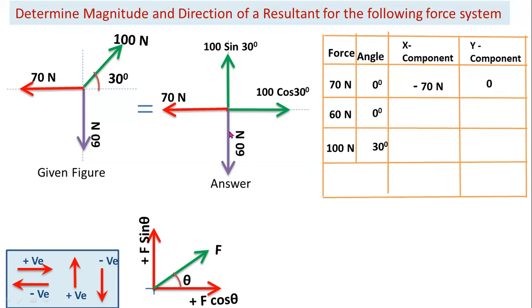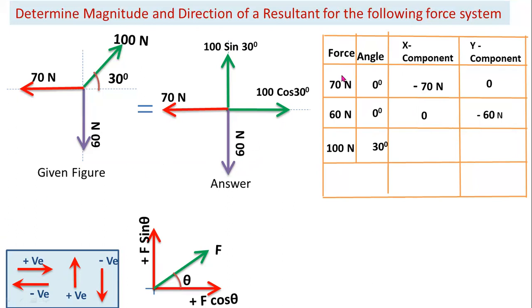Okay, now I am considering 16 newton force. This 16 newton force lies on y-axis, that's why it has only y component, that is minus 60. Minus sign indicates downward direction. You can observe here downward direction. For downward direction you have to consider negative sign. Okay, this force lies on y-axis, that's why the x component is 0.